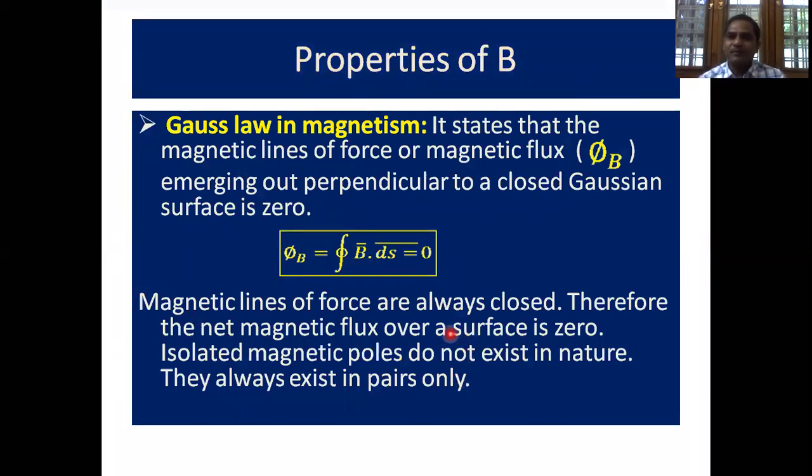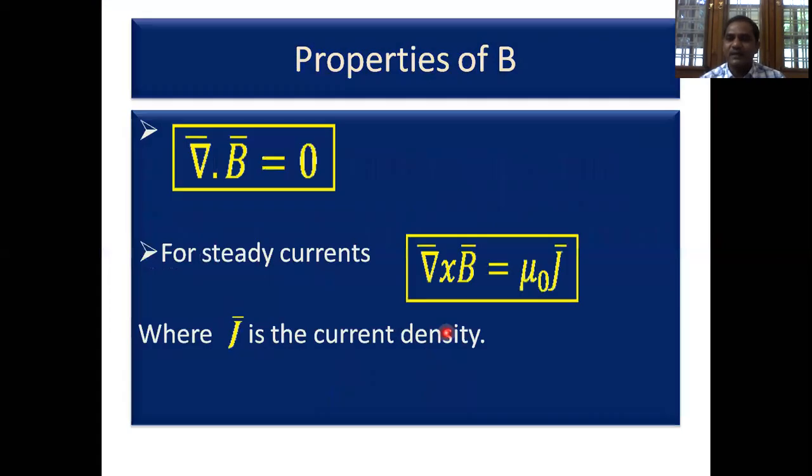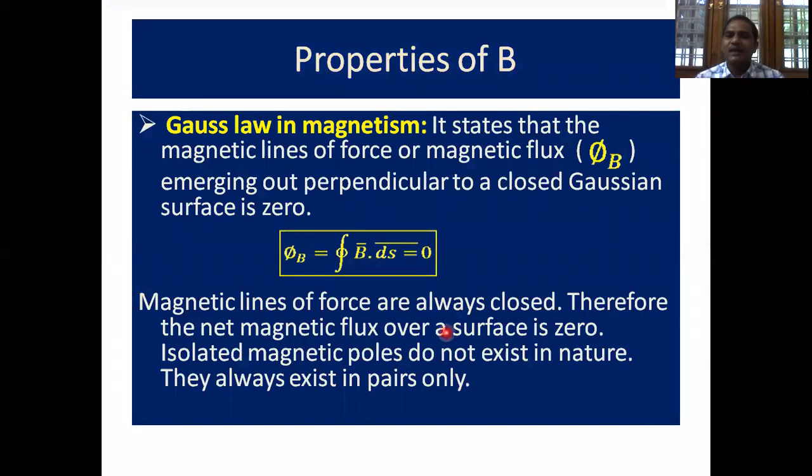One more property of B: Gauss law in magnetism states that the magnetic lines of force, or the magnetic flux emitting out perpendicular to a closed Gaussian surface, is always zero. In integral form we write the magnetic flux through the closed Gaussian surface, closed integral B bar dot dS bar, equals 0. This is the Gauss law in magnetostatics.